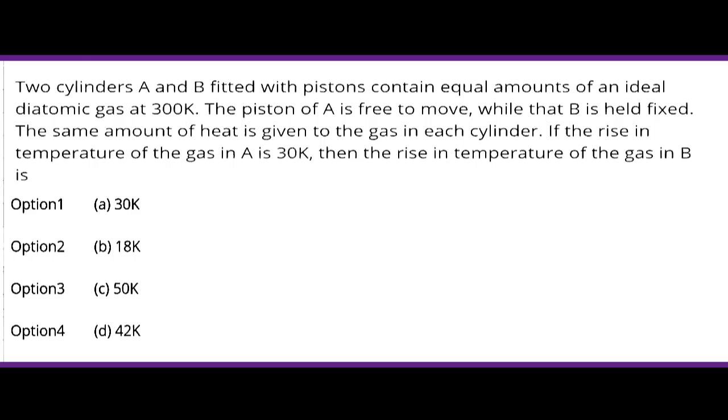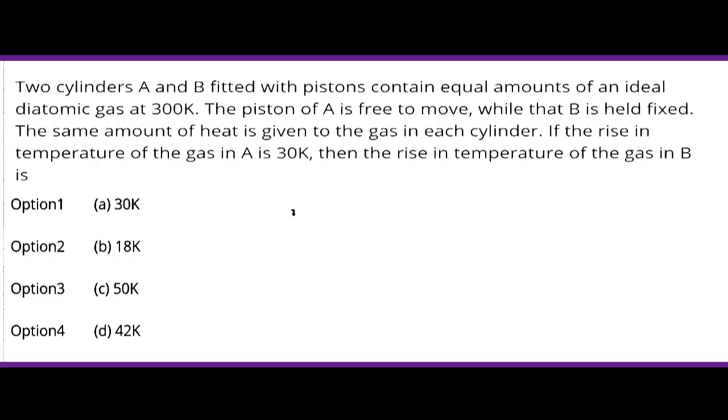Okay, so we have been given two cylinders. One is having a piston which is free to move, and the other, that is the cylinder B, is having a fixed piston. Okay, now if we supply equal amount of heat in each cylinder, the rise in the temperature in the cylinder A is 30 Kelvin. Then we have to find what will be the rise of the temperature in the cylinder B.